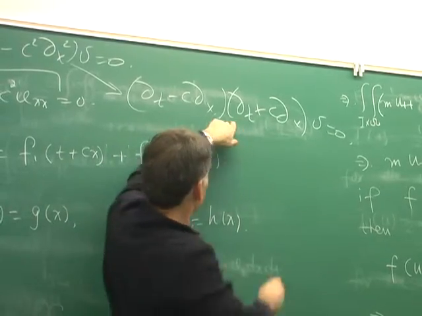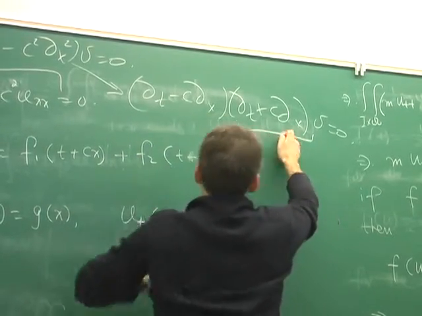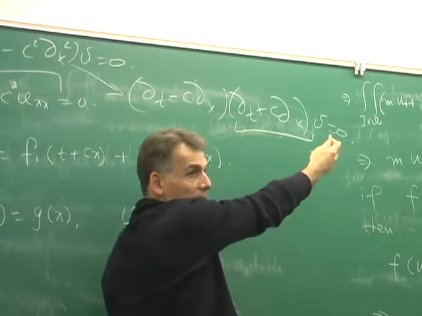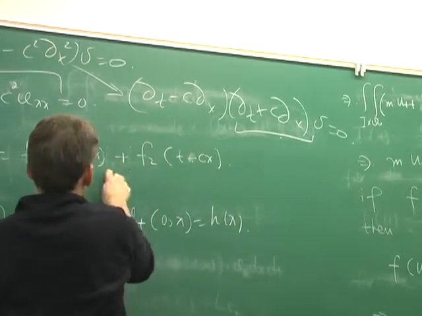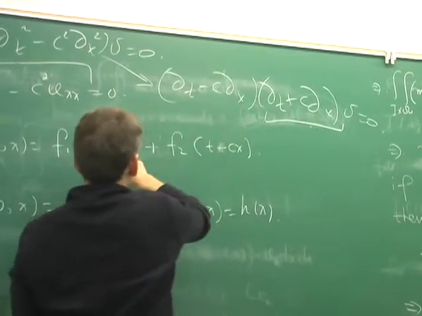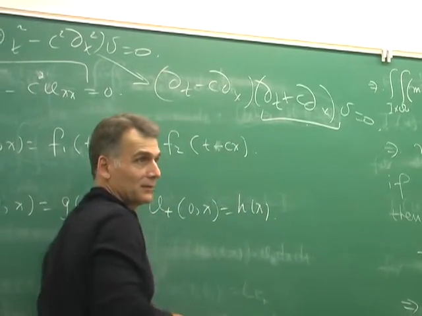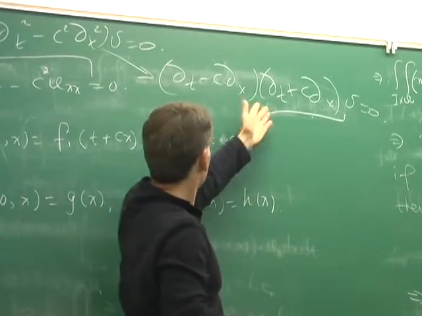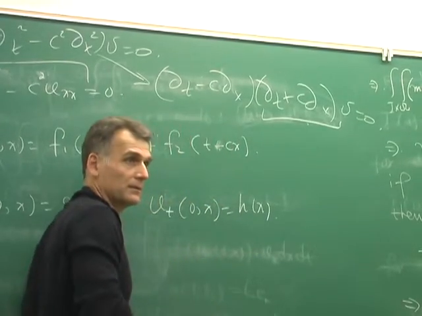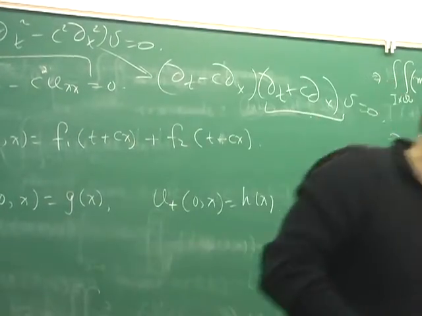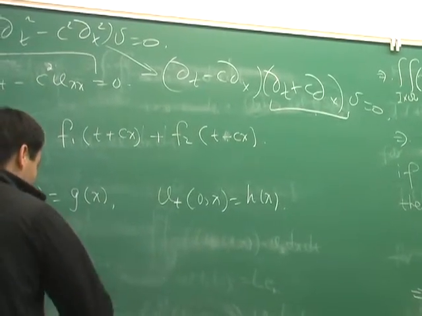And now you see that this is first order. Any function of this type, this acting on that will give you 0. And this acting on that will give you 0. And therefore this operator acting on any of these will give you 0. So that gives you an arbitrary solution.